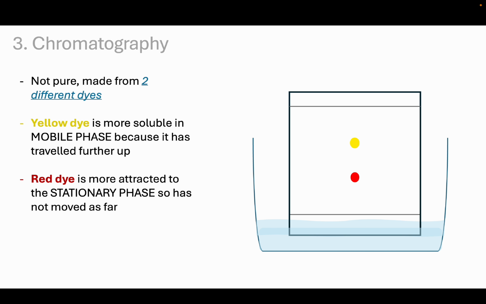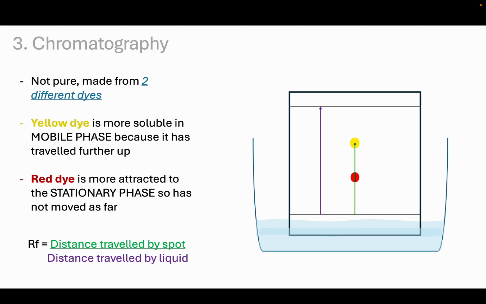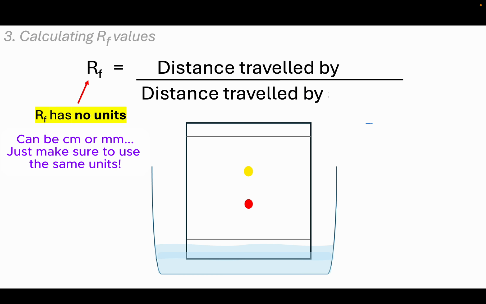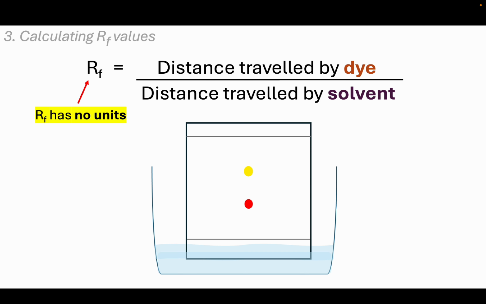So now we can put these in actual numerical values. By calculating RF, I call it distance travelled by spot divided by distance travelled by liquid. So let's have a look at that a little bit more in detail. So again, I've shown it to you over here. RF is distance travelled by the dye or the spot divided by the distance travelled by solvent.